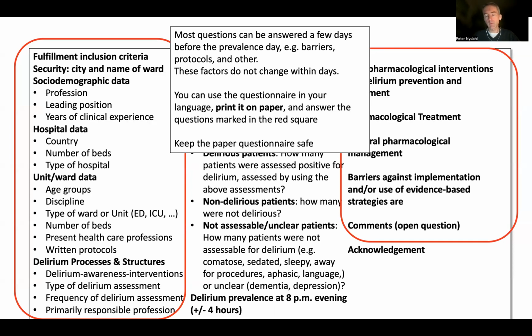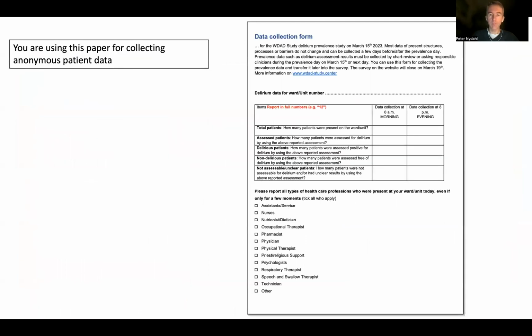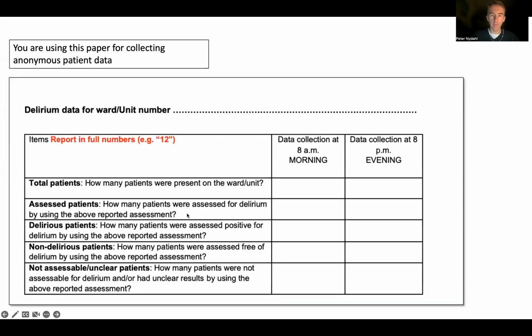You can also use several questionnaires for several wards or ICUs if you perform the survey on more than one ICU or ward. Then you use the data collection form. This is a one-page data collection form. In the middle, you see the delirium prevalence data, and below a list of all professions who were likely present during the prevalence day.